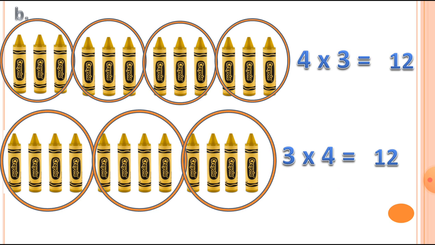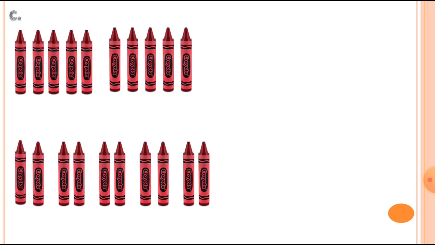Now you can see this, here is 4 3s are 12 and here is 3 4s are 12. We are getting the same answer. We are just swapping the numbers. We are just changing the arrangement of the groups, but still we are getting the same answer. Let's see sum number C here.